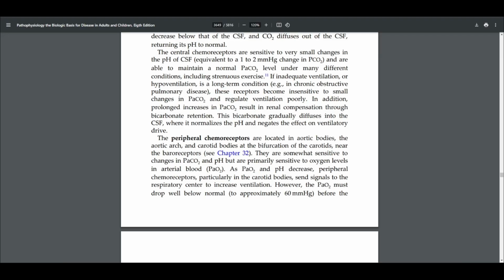If inadequate ventilation, or hypoventilation, is a long-term condition, such as chronic obstructive pulmonary disease, these receptors become insensitive to small changes in PaCO2, and the regulation of ventilation begins to become poor. In addition, prolonged increase in PaCO2 results in renal compensation through bicarbonate retention. The bicarbonate gradually diffuses into the CSF, where it normalizes the pH and negates the effect on the ventilatory drive.